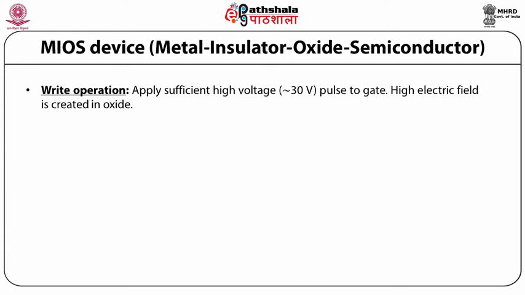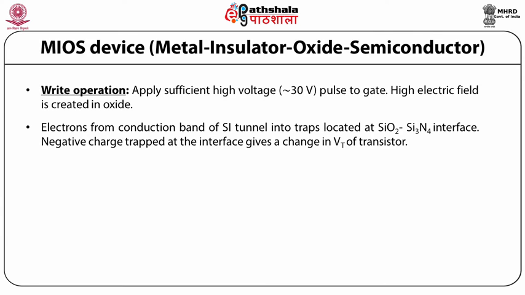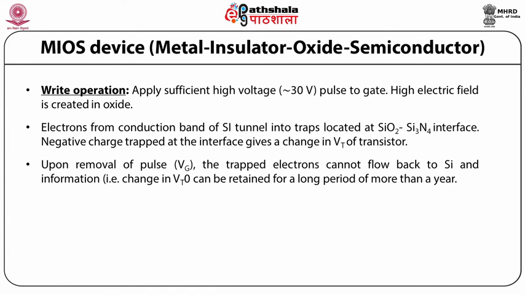So let us first discuss the write operation. If we apply a sufficiently high voltage, 30 volts pulse, to the gate, a high electric field is created in the oxide. Electrons from the conduction band of silicon tunnel into the traps located at the SiO2 Si3N4 interface. So the negative charge is trapped at the interface and gives a change in the Vt of the transistor. Upon the removal of the pulse, that is Vg, the trapped electrons cannot flow back to silicon and the information, that is the change in Vt0, can be retained for a long period of more than a year.